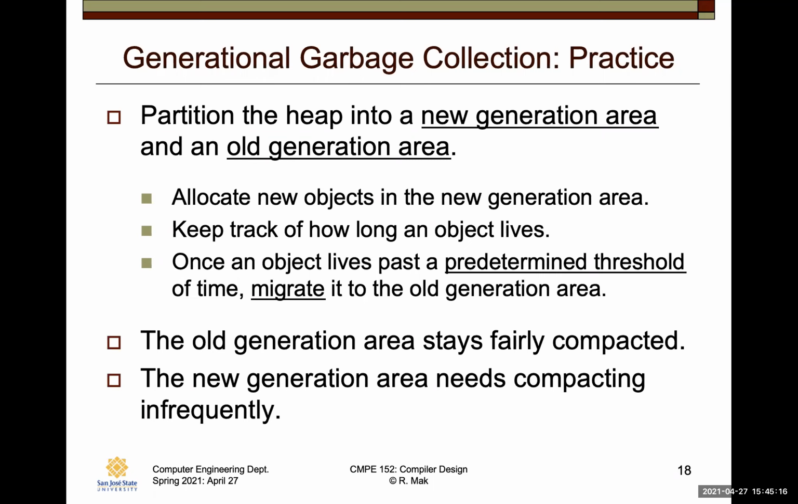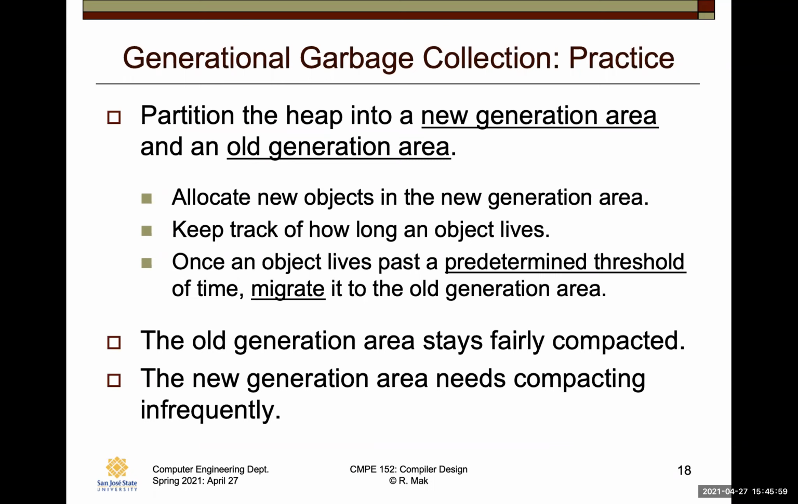So that's the idea behind generational garbage collection. You set some kind of threshold that says if an object in the new generation area has lived beyond this threshold of time, then it gets moved into the old generation area. And then by separating the new objects that are short-lived from the objects that are long-lived, and managing them in these two different partitions, it turns out that neither partition is going to need a lot of compacting.